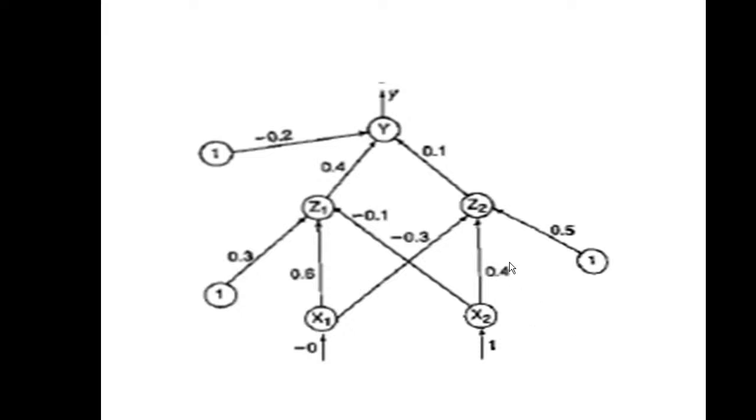So now we are going to represent this also in the bracket. If you see here, V11, V21 and VO1 are represented by 0.6, minus 0.1 and 0.3, and V12, V22 and VO2 are represented by minus 0.3, 0.4 and 0.5.